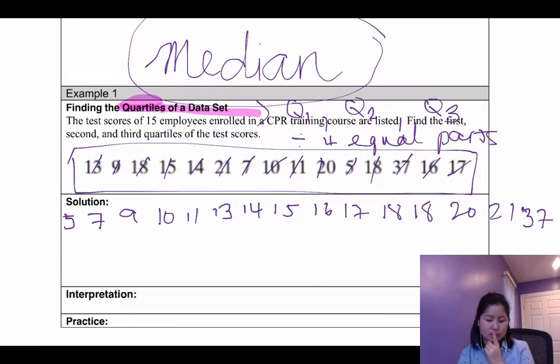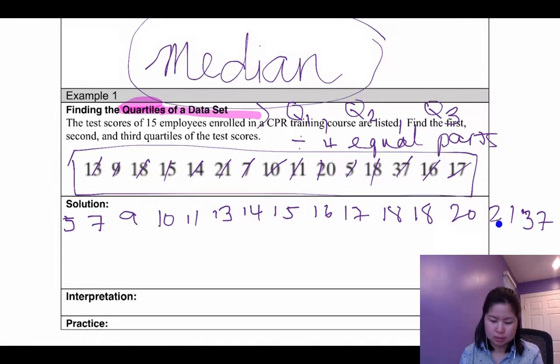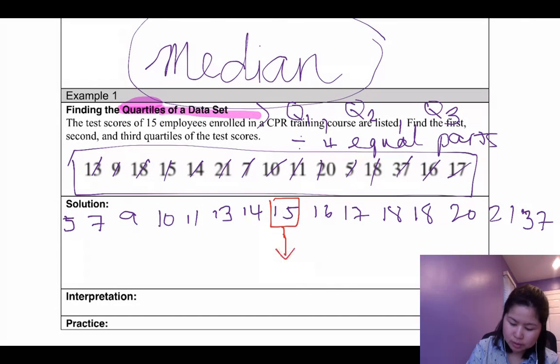So if I have 37, now my median is going to change because I just add 37. To find the middle number, I'm just going to count it in. So yes, I forgot 37, and that would change my answer. I have a different number now. 15, yes. So 15 is my median, which is also called Q2.